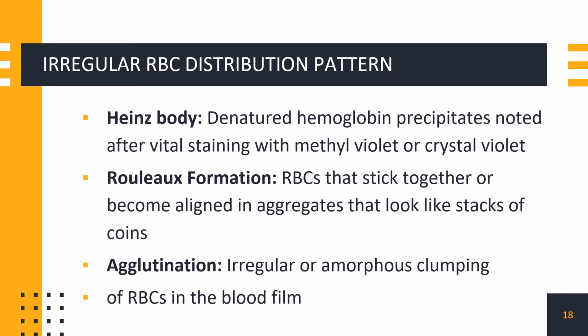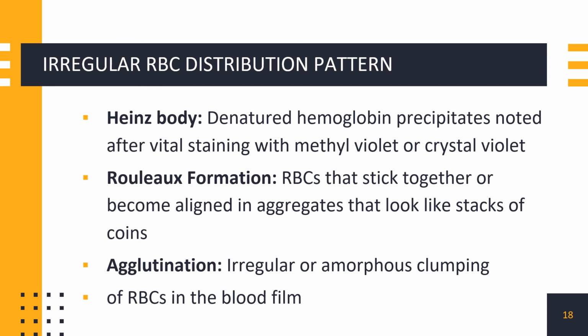There are also irregular or abnormal RBC distribution patterns found in the peripheral blood smear, and this would include the rouleau formation and agglutination. Rouleau formation is an arrangement of RBCs wherein they appear like they're stuck together or become aligned in aggregates that look like stacks of coins. Meanwhile, agglutination is exemplified by an irregular or amorphous clumping of RBCs in the blood film.